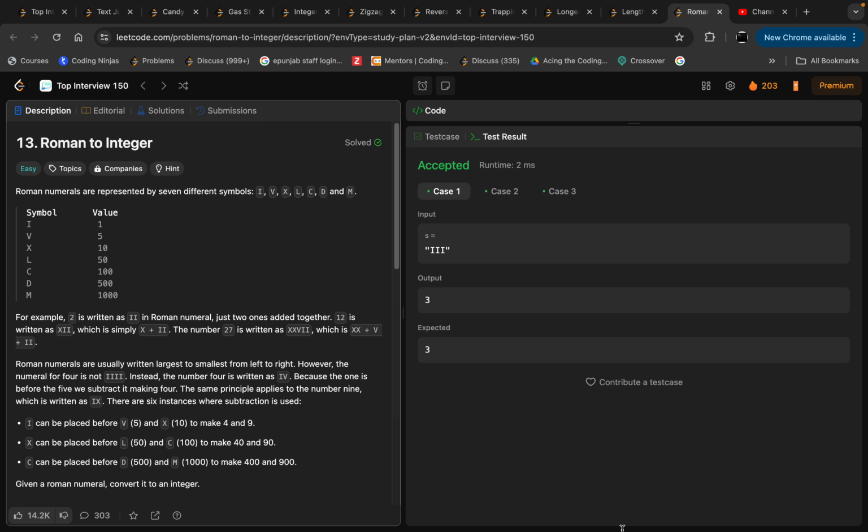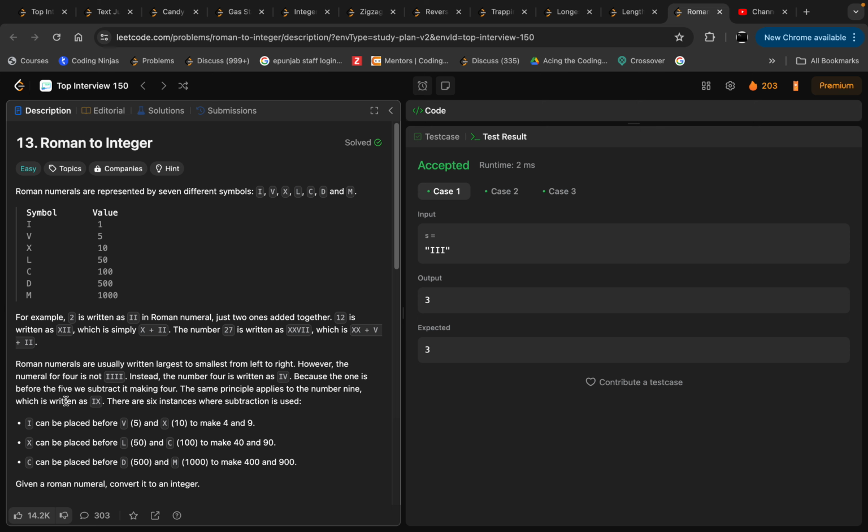So for example, 2 is written as 2 I's in Roman, just 2 ones added together. 12 is written as XII, which simply means X plus 1 plus 1, and the number 27 is written as XXVII, which means XX plus V plus II. So Roman numerals are usually written largest to smallest from left to right.